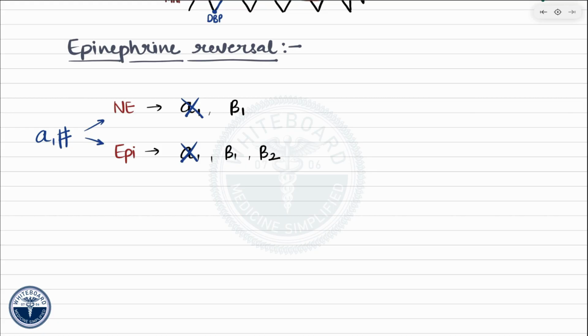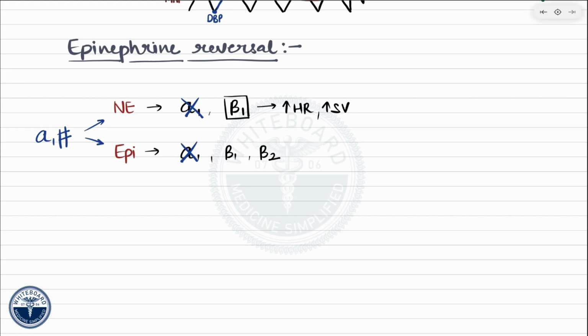So what happens next? Let's look at norepinephrine first. Once the alpha-1 effect is blocked, only the beta-1 effect remains. Therefore, we may still see an increase in heart rate and cardiac activity, but there is no beta-2 mediated vasodilation to lower blood pressure. As a result, the hypertension disappears, but the blood pressure does not fall below normal simply because norepinephrine has no significant beta-2 activity.